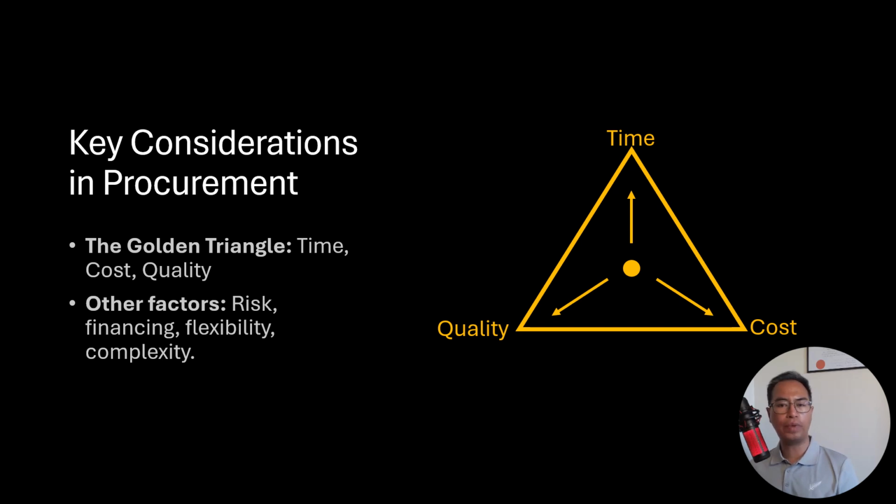When choosing a procurement method, there are several key factors to consider. The most common framework is the golden triangle, which focuses on time, cost, and quality. These are the three pillars of any successful project. However, there are other important considerations as well, such as risk management, financing, flexibility, and project complexity. Balancing these factors will help you select the most suitable procurement route.